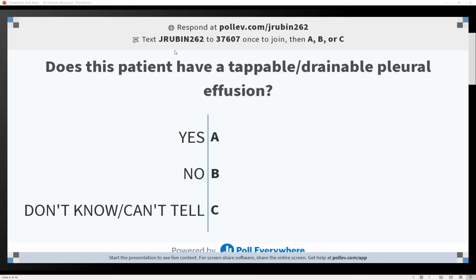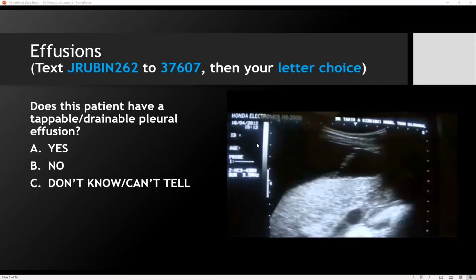I'm going to show you an image in just a second, but please, if you could open up your phones and text JRubin262 to 37607. I just activated the poll, so it should work. The question for you all is this: does this patient have a tappable or a drainable pleural effusion, either a thora or a chest tube, whatever it is? Yes, no, or don't know, can't tell.